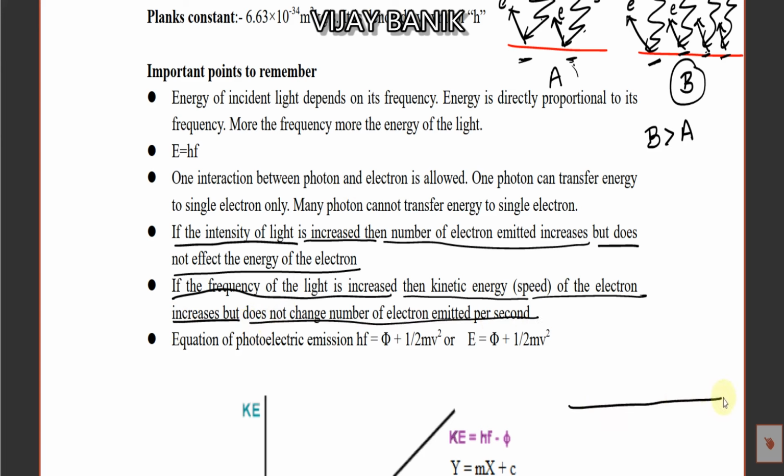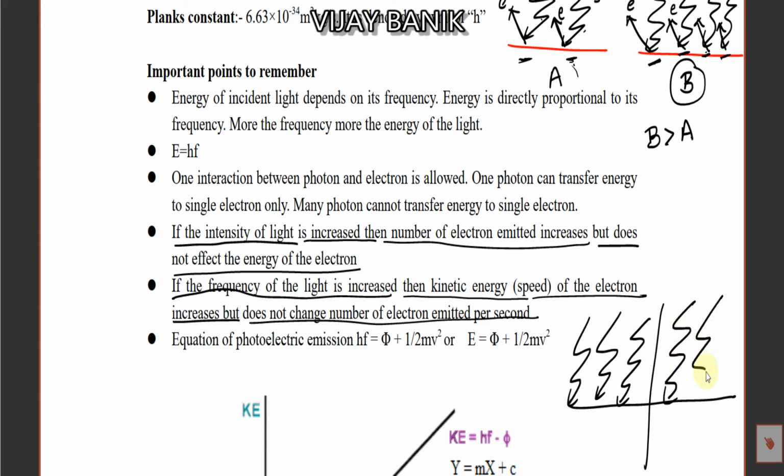So remember I have 2 plates here. Plate number 1, let's say 3 photons. Here also 3 photons. Can you see the intensity is same? Because the number of photons are same, therefore intensity is same. How many electrons will get emitted? 3 electrons will get emitted. For example, this is 3 Hertz and this is 5 Hertz. Can you see plate B has more frequency than plate A?